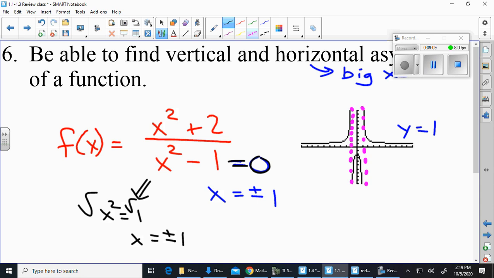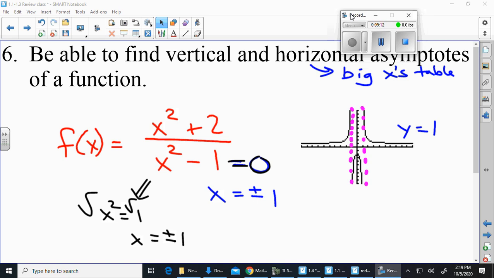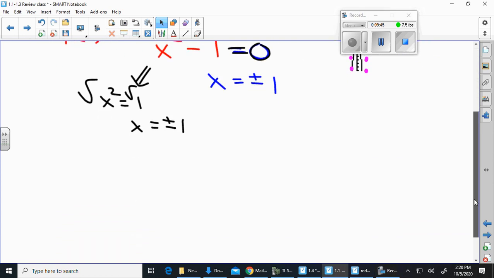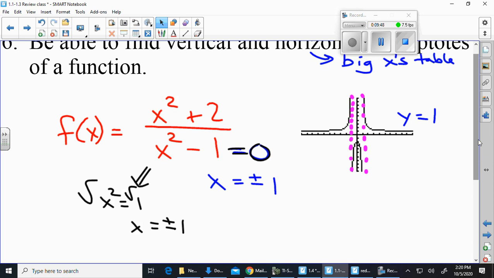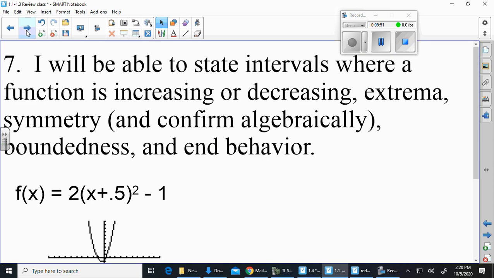With horizontal asymptotes, what am I going to do? If I'm a Desmos person, I'm going to hit that little table thing, and I'm going to go to a big X or a really small X. What are my Y's in that table getting closer to? Because that doesn't have to be 0, though some of you would put 0. That is not getting closer and closer to 0. That is getting closer and closer to 1. Use Desmos and use that table feature.